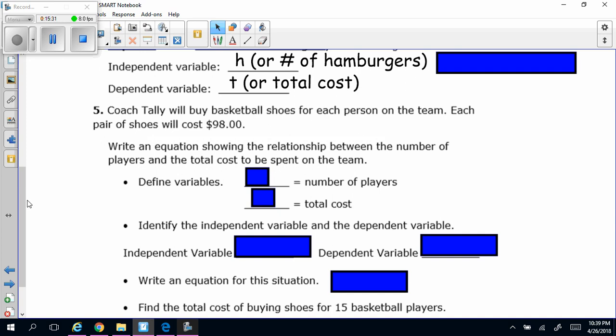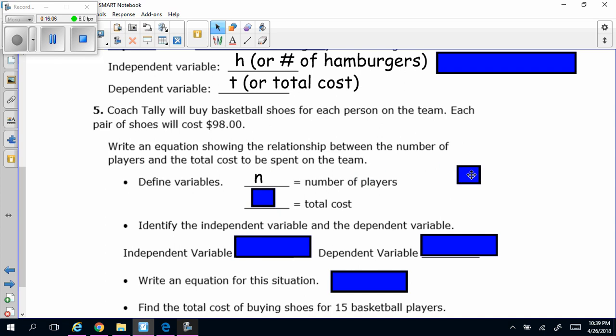It says Coach Tally will buy basketball shoes for each person on the team. Each pair of shoes costs $98. The directions are saying to write an equation showing the relationship between the number of players and the total cost to be spent on the team. So first thing is first, you have to define your variables. Now, variables can be whichever letters you want, as long as you know that one of the variables is going to give you the number of players and the other variable is going to give you the total cost.